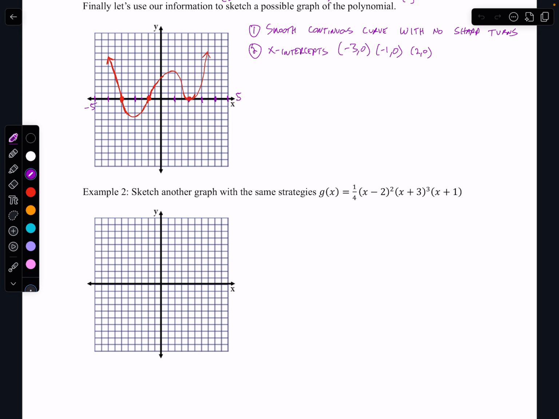So first of all, what do we know? We know that a polynomial is a smooth, continuous curve with no sharp turns. The mathy way to say that is that the graph is continuous and differentiable.